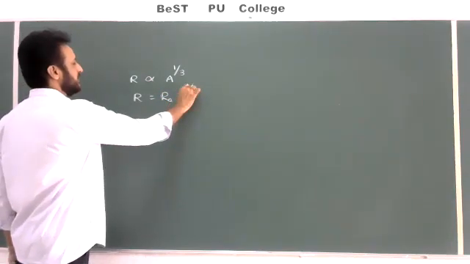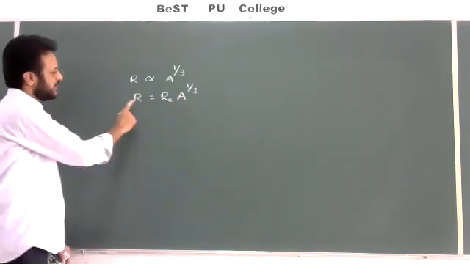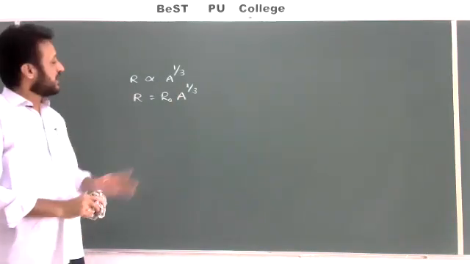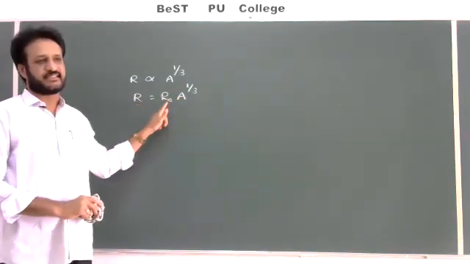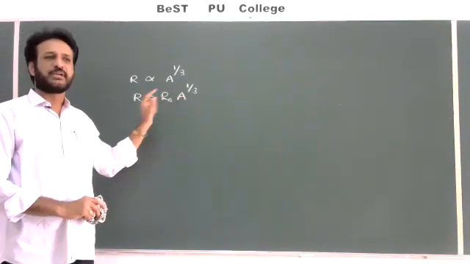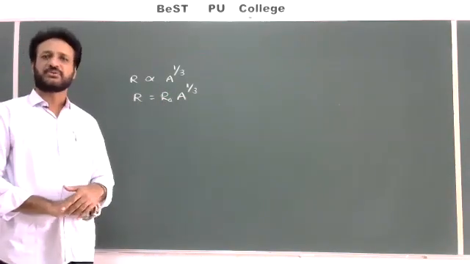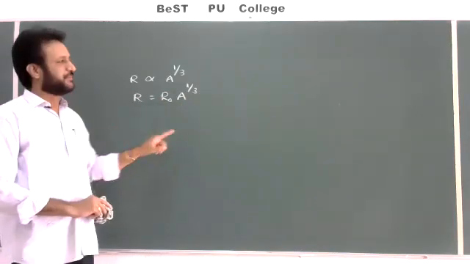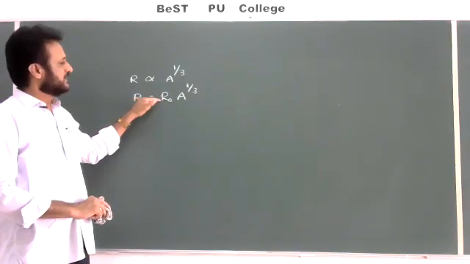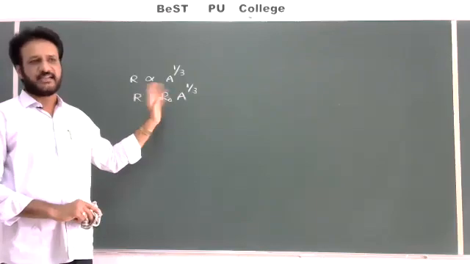In this formula, A is the mass number, R is the radius of the given nucleus, and R naught is a proportionality constant. It has a value of 1.2 Fermi or 1.2 into 10 to the power of minus 15 meter. With this formula we can calculate the size or radius of any nucleus.